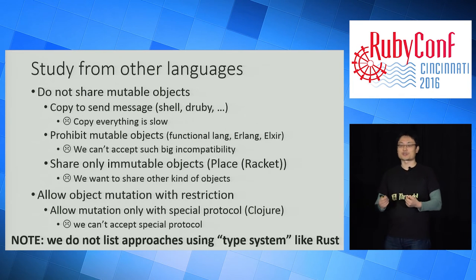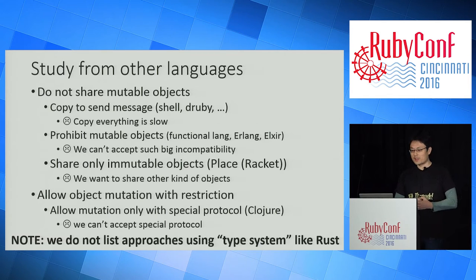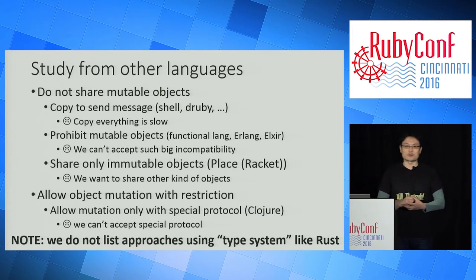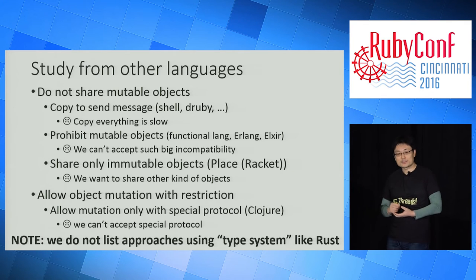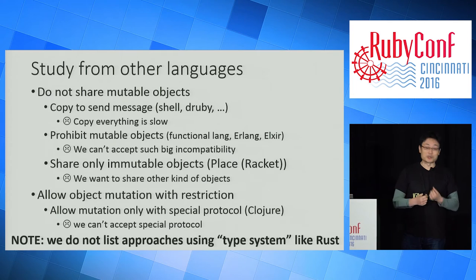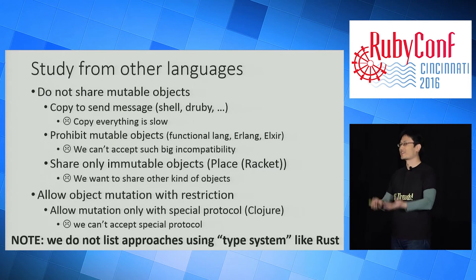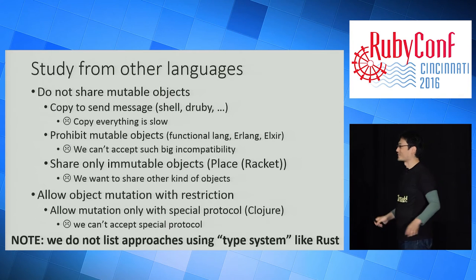For example, a shell script can pass data with a pipe, and none of the data is shared. Every piece of data is copied to the other process. But copying everything is too slow, and it also prohibits mutable objects. Some functional languages such as Haskell, OCaml, Erlang or Elixir prohibit mutation of data. But it introduces a huge incompatibility. Maybe you would get angry if we said that Ruby 3 can't insert any instance variable. It is a huge incompatibility, so it's not acceptable.